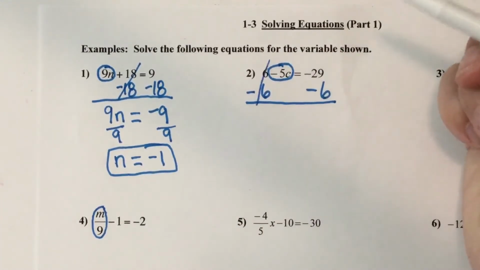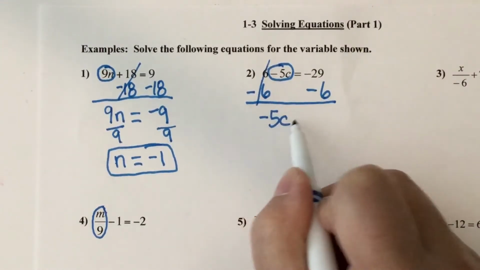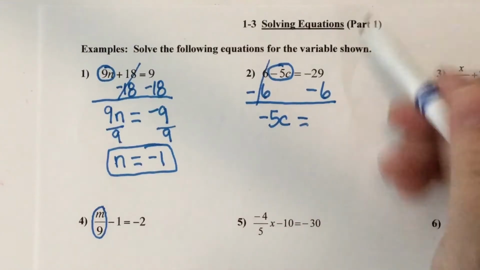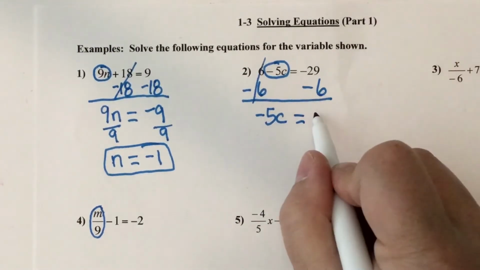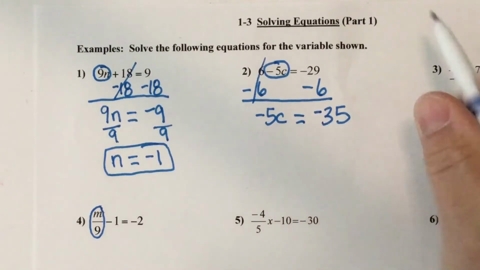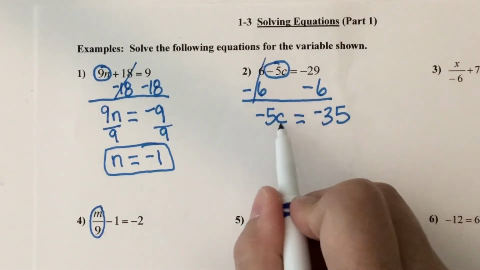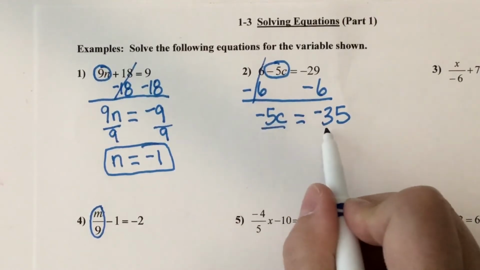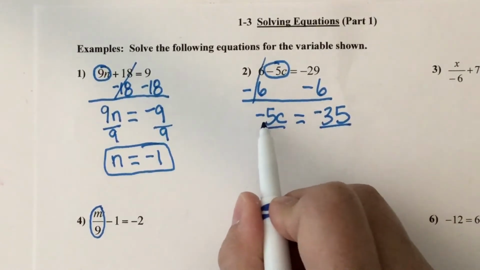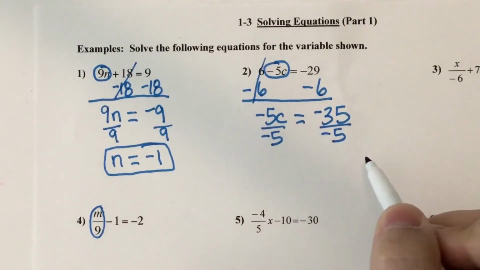Shoop! All that comes down is your negative 5c on the left side. Bring down that equals. And negative 29 minus 6 makes a negative 35. Remember, if you have two negatives, you add them and get a negative. So now to get c by itself, I need to get rid of negative 5. So to undo multiplication, we divide, and you divide by exactly what's in front of the variable. So I divide both sides by negative 5.